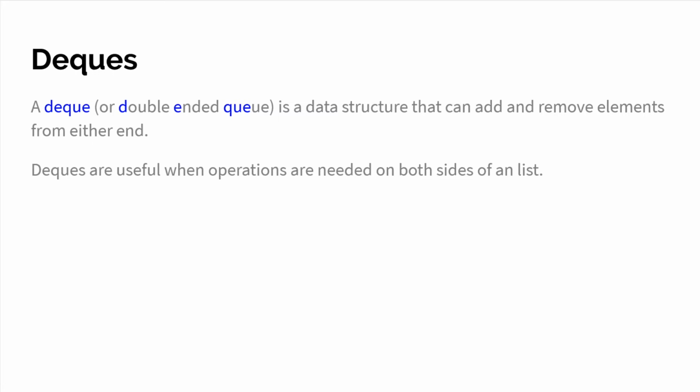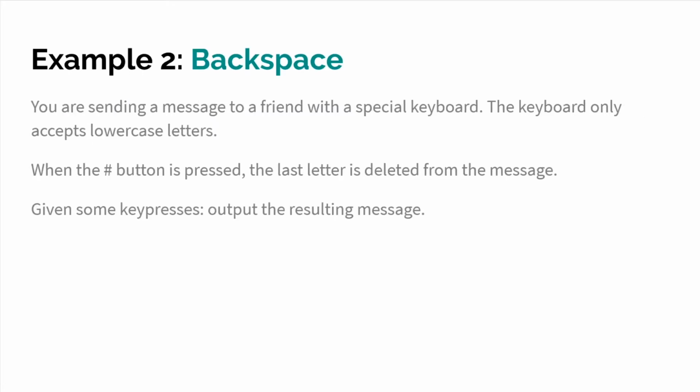So for our first example, we would have Backspace. You are sending a message to a friend with a special keyboard. Again, the keyboard only accepts lowercase letters, but when the sharp button is pressed, the last letter is deleted from the message. And so it's sort of similar to our caps lock, except we only have a single special character. Given some key presses, output the resulting message.